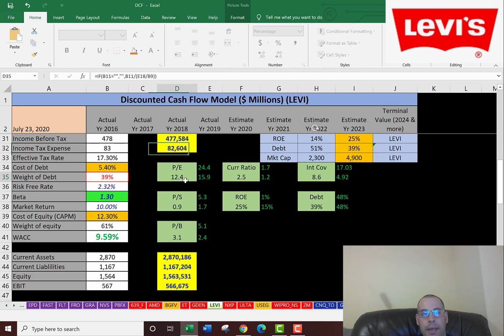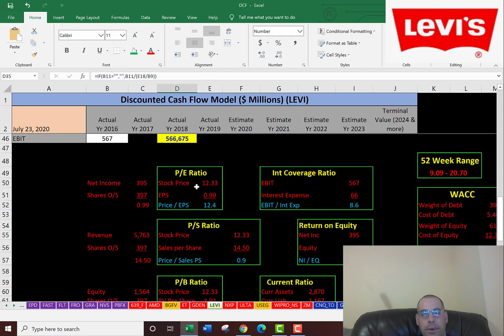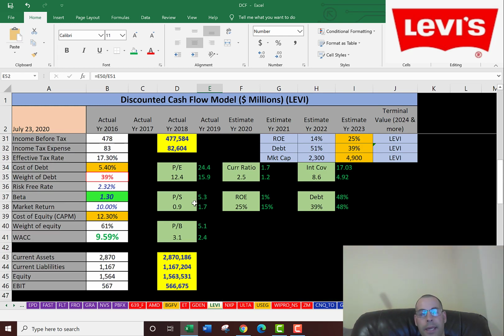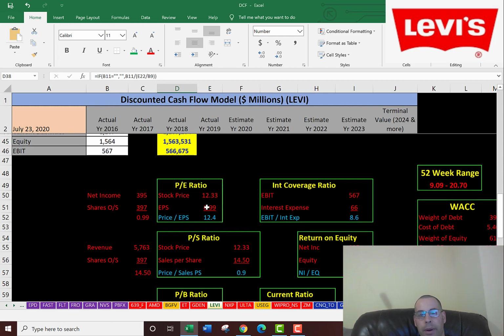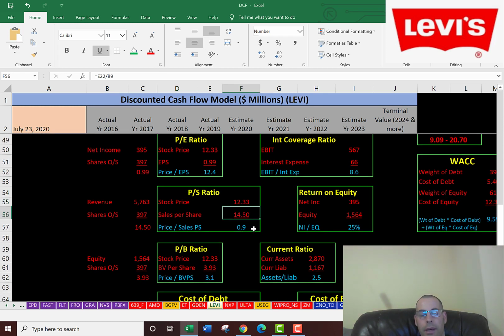They have a good PE of 12.4. That's price of stock, $12.33 over earnings per share, 99 cents. To get earnings per share, it's net income over shares outstanding. So this implies investors are willing to pay $12 for $1 of earnings. Usually a PE under 15 is considered a good value. Price of sales of 0.9, that's great. That's price of stock over sales per share. Under 1 is considered a really good value. The way you calculate sales per share is revenue over shares outstanding.